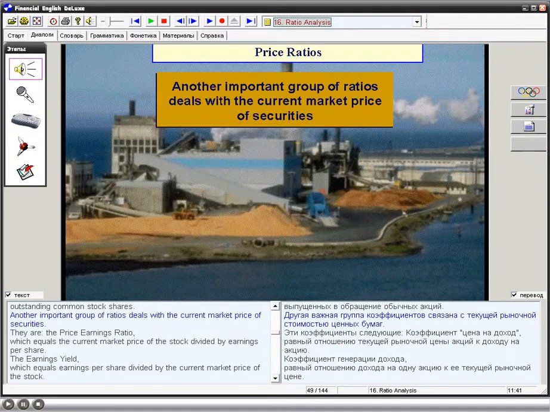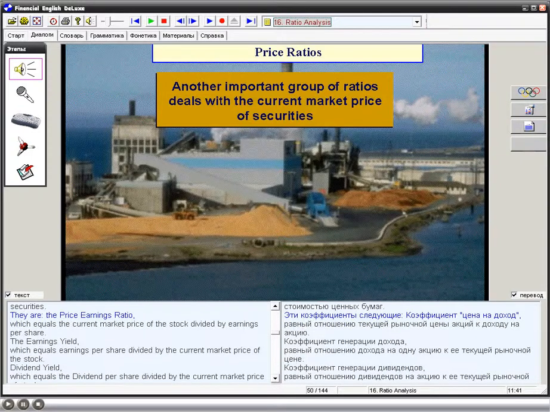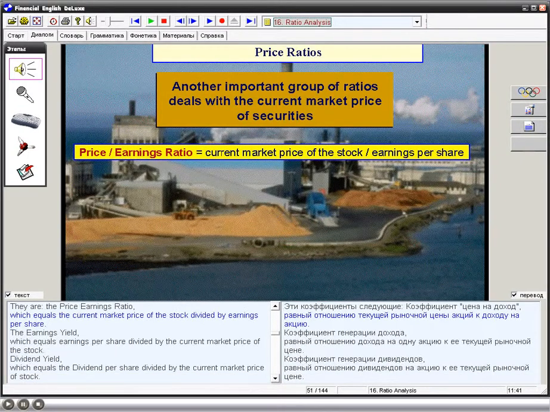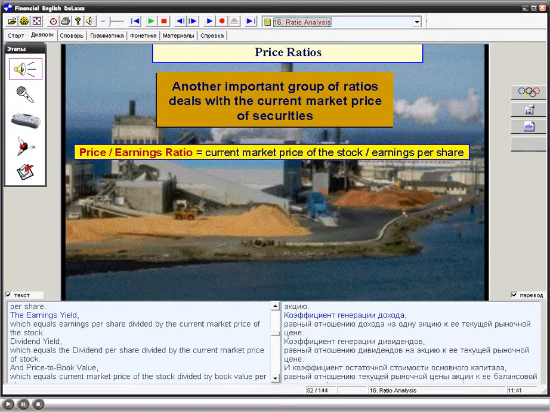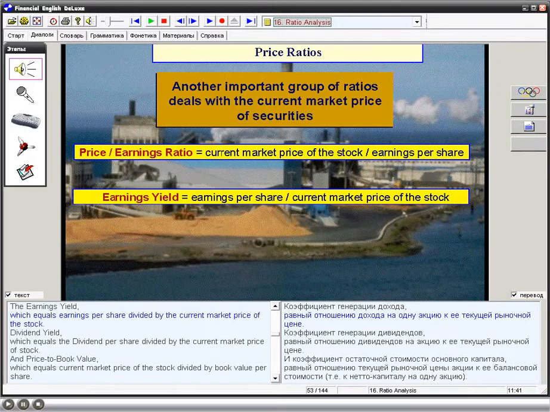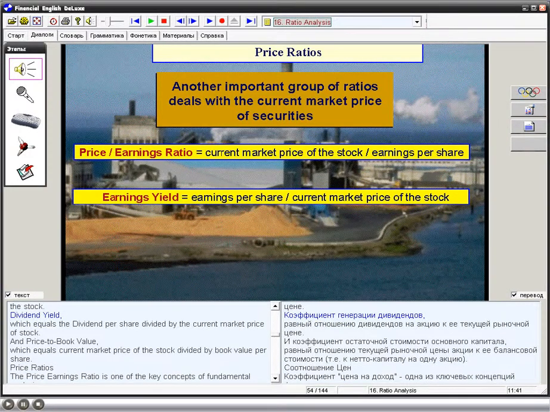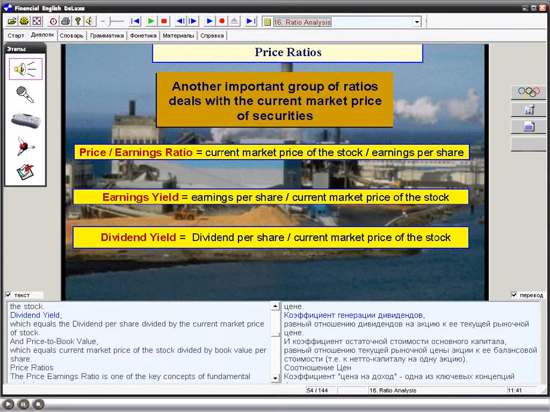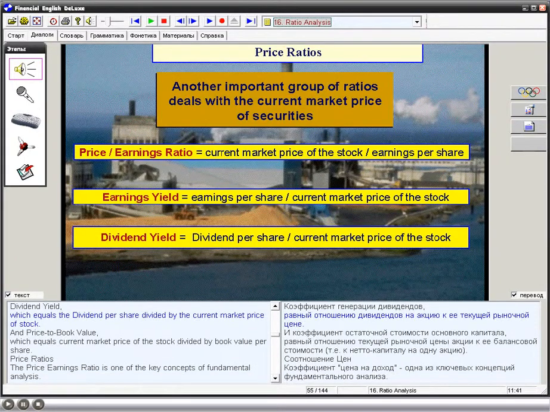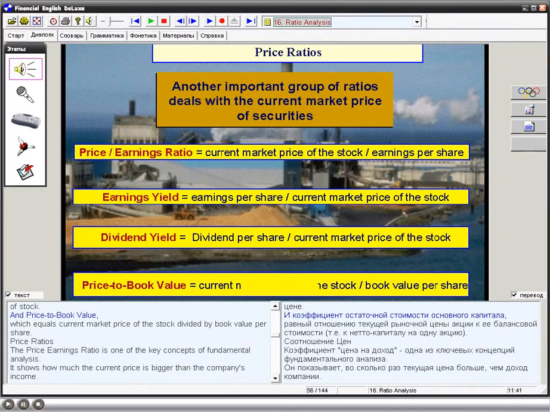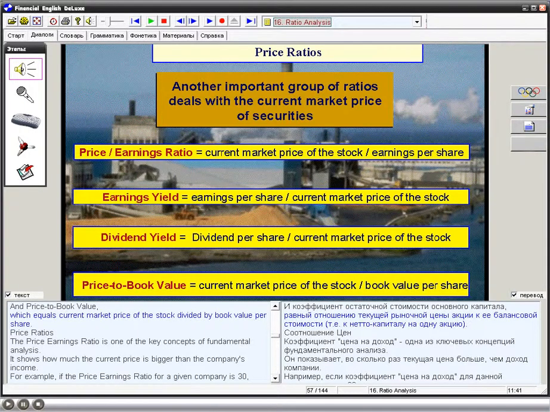Another important group of ratios deals with the current market price of securities. They are the price-earnings ratio, which equals the current market price of the stock divided by earnings per share, the earnings yield, which equals earnings per share divided by the current market price of the stock, dividend yield, which equals the dividend per share divided by current market price of the stock, and price to book value, which equals current market price of the stock divided by book value per share.